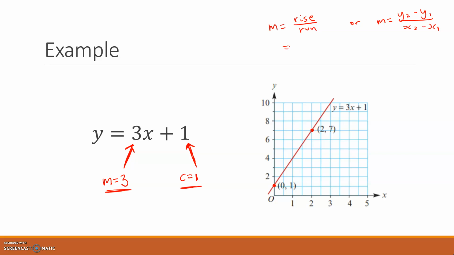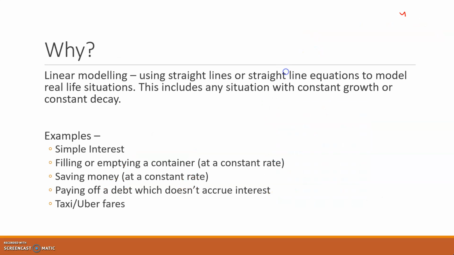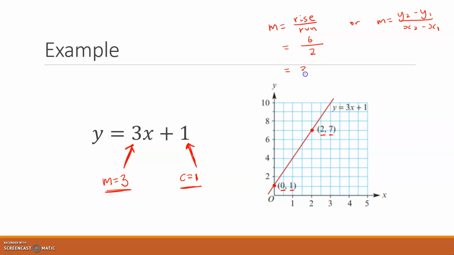So the rise in this graph here, well, it starts at (0, 1), with 1 being its y-axis value, and it rises up to 7. So it rises by 6. And the run is, well, it starts at 0 in the x-axis, and it runs to the right up to x is equal to 2. So it runs a value of 2. So 6 divided by 2 is 3.